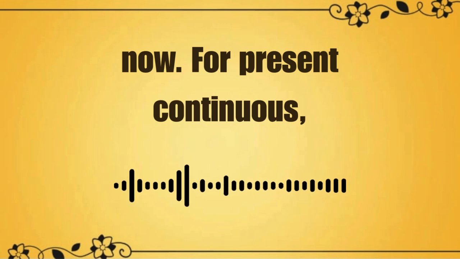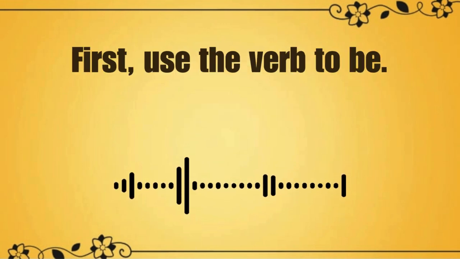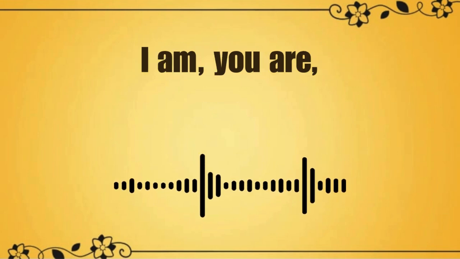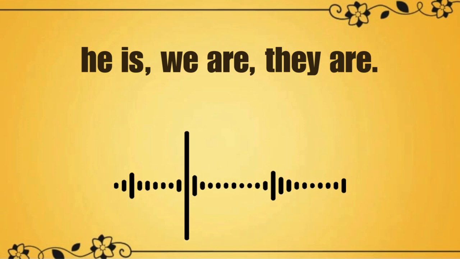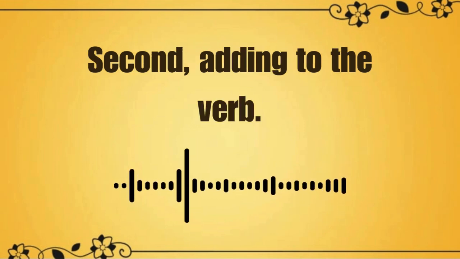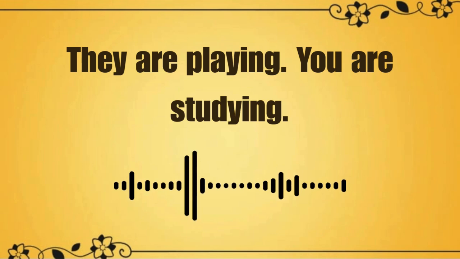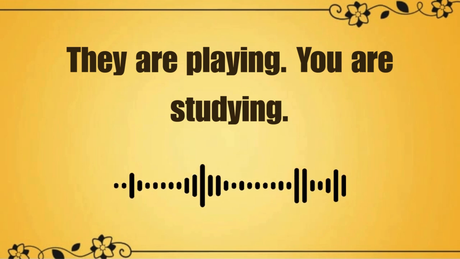For present continuous, we need two things. First, use the verb to be. I am, you are, he is, we are, they are. Second, add ing to the verb. I am running. She is reading. They are playing. You are studying.